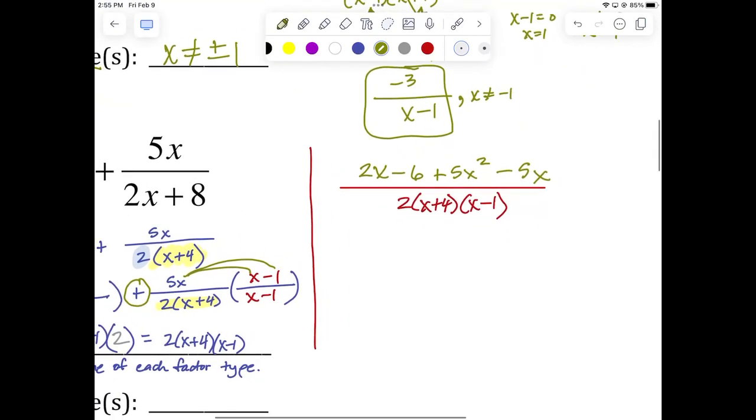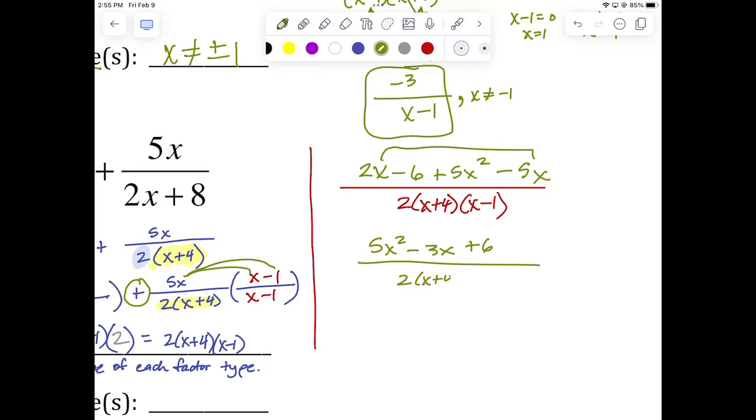So I expanded out the tops, and it's all over the denominator. Now all we got to do is collect like terms. Okay, so I start with the 5x squared. That looks good. I have a 2x minus 5x. That's minus 3x plus 6. All over 2 times x plus 4 times x minus 1. Now this is a decent place to stop. You could stop right there if you want. Or you could expand the bottom back out.